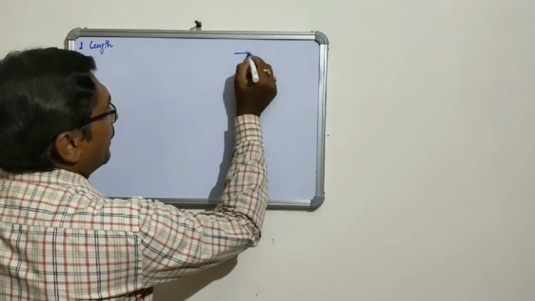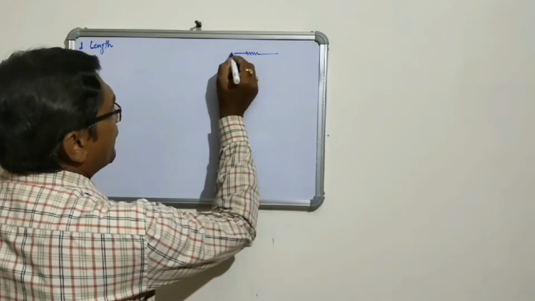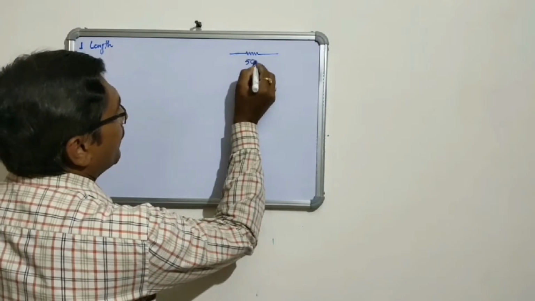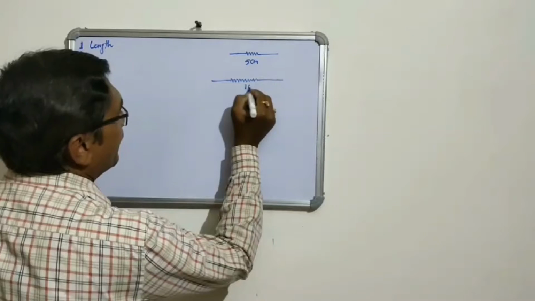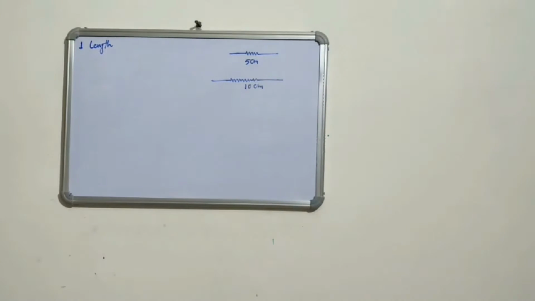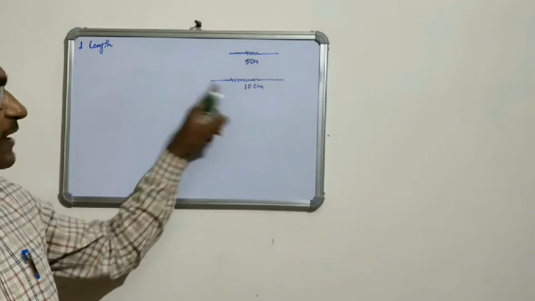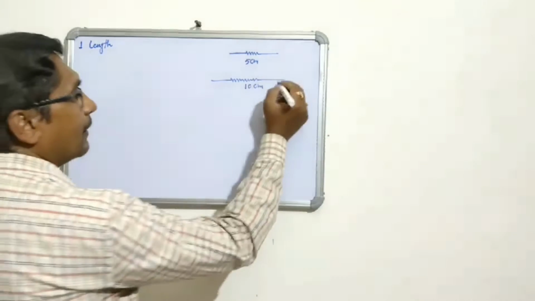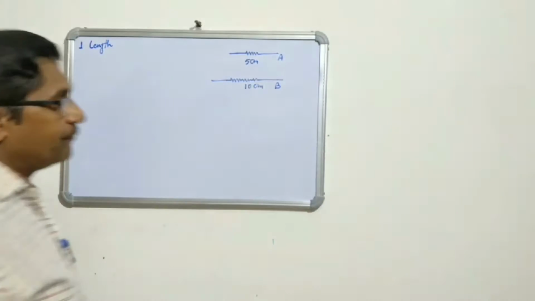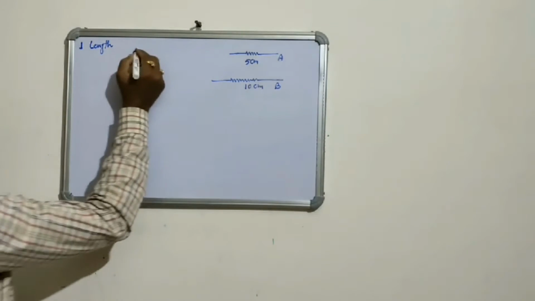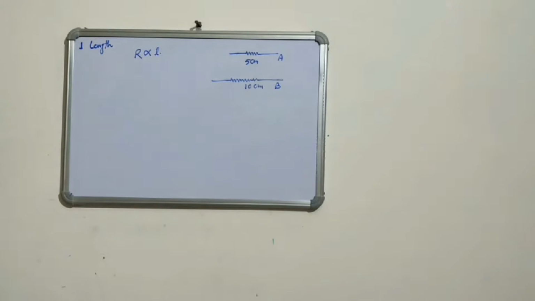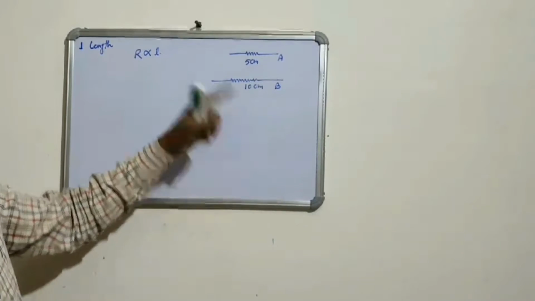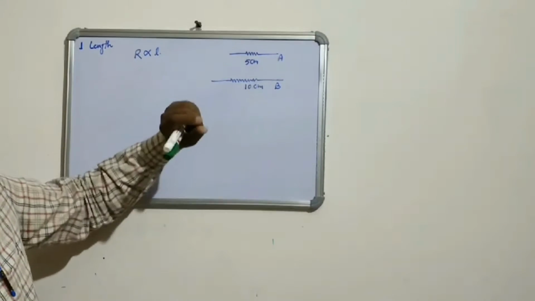Suppose this is a resistance wire. If the length of this wire is 5 centimeter, and another wire has a length of 10 centimeter, both made of the same material, then the resistance of wire B is more than wire A. So we can say the resistance R of a wire is directly proportional to its length. Means more length, more resistance if the material of the wires is the same.